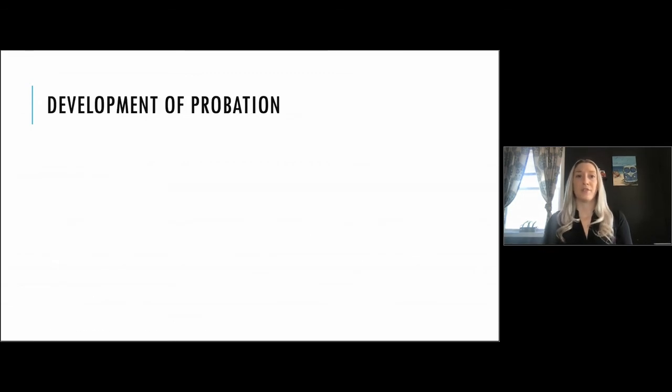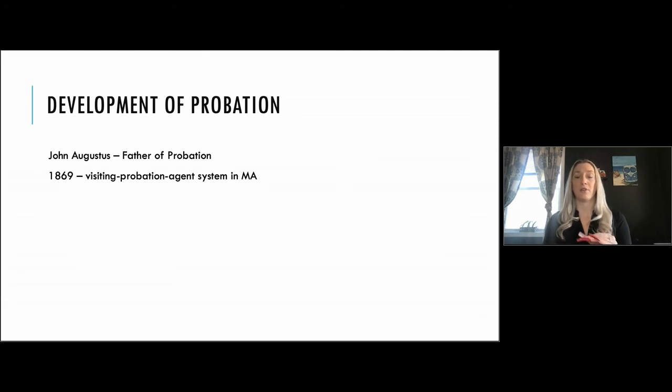So how did probation develop? Well, John Augustus is viewed as the father of probation. So in 1869, we had this idea of a visiting probation agent system that developed in Massachusetts. It wasn't until 1878 that the first paid probation officer was put onto a police force because there was his first probation statute.